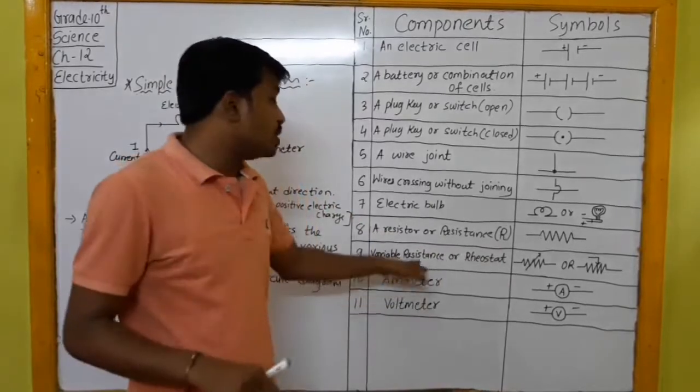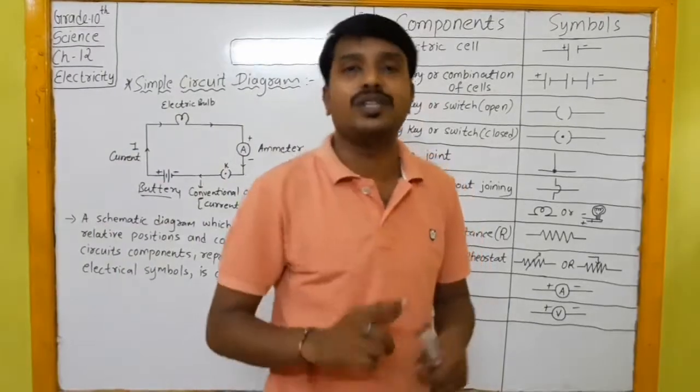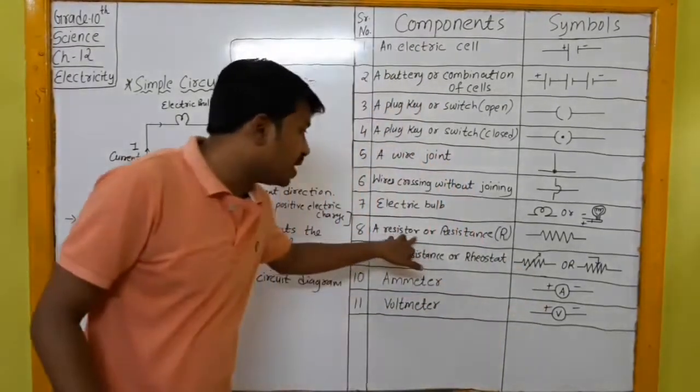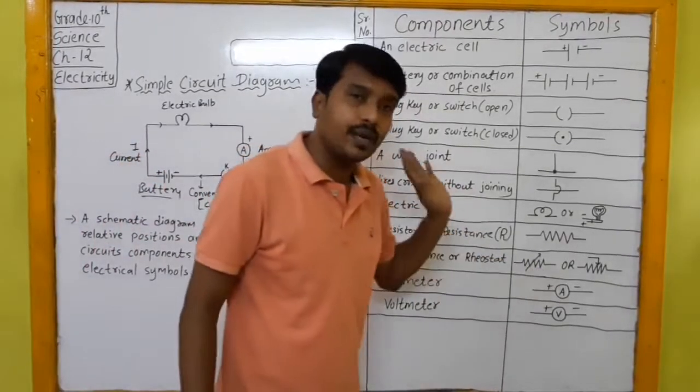So this way, by using a variable resistance, you can increase or decrease the amount of electric current flowing in the circuit, which is not possible in the case of a plain resistor. And this is the symbol for variable resistance.